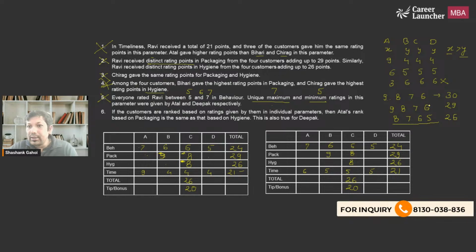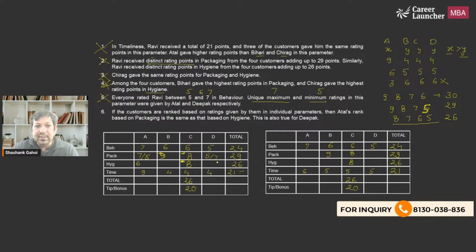7, so this should be 9875. Sorry, I made a mistake in writing over here. So that is 9675. So this value can be either 7 or it can be 5. It can be 5 or 7. So they get either third or fourth rank in packaging, and the same rank they are going to get in hygiene. So it is either going to be third or fourth. So if it is 7, it should be 6.